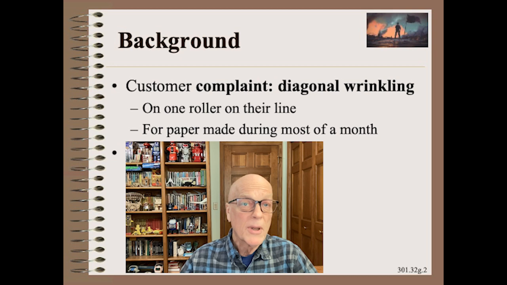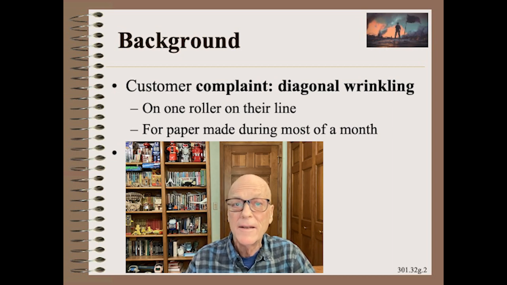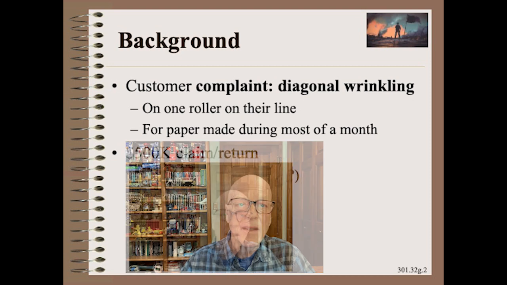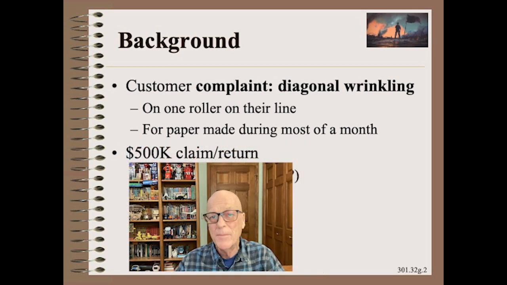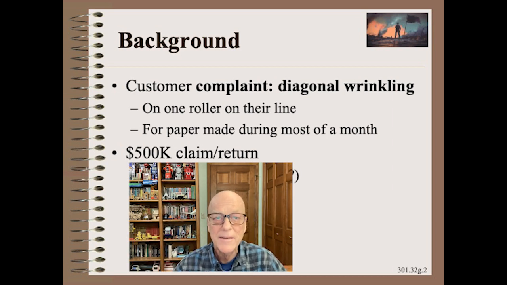The customer complained of diagonal wrinkling. On further inquiry, they admitted that it was only on one roller on their coating line. The paper was made during a short time period. As is often the case in paper mills, claims can be super expensive.